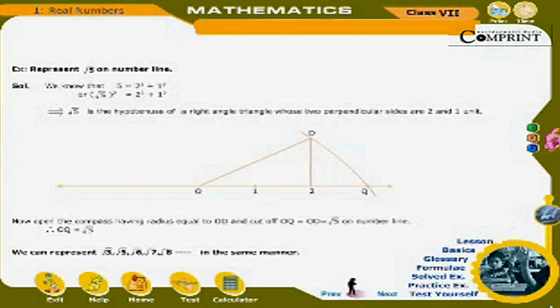Now, open the compass having radius equal to OD and cut off OQ equal to OD, which is under root 5, on the number line. Therefore, OQ is equal to under root 5. We can represent under root 3, under root 5, under root 6, under root 7, under root 8 in the same manner.